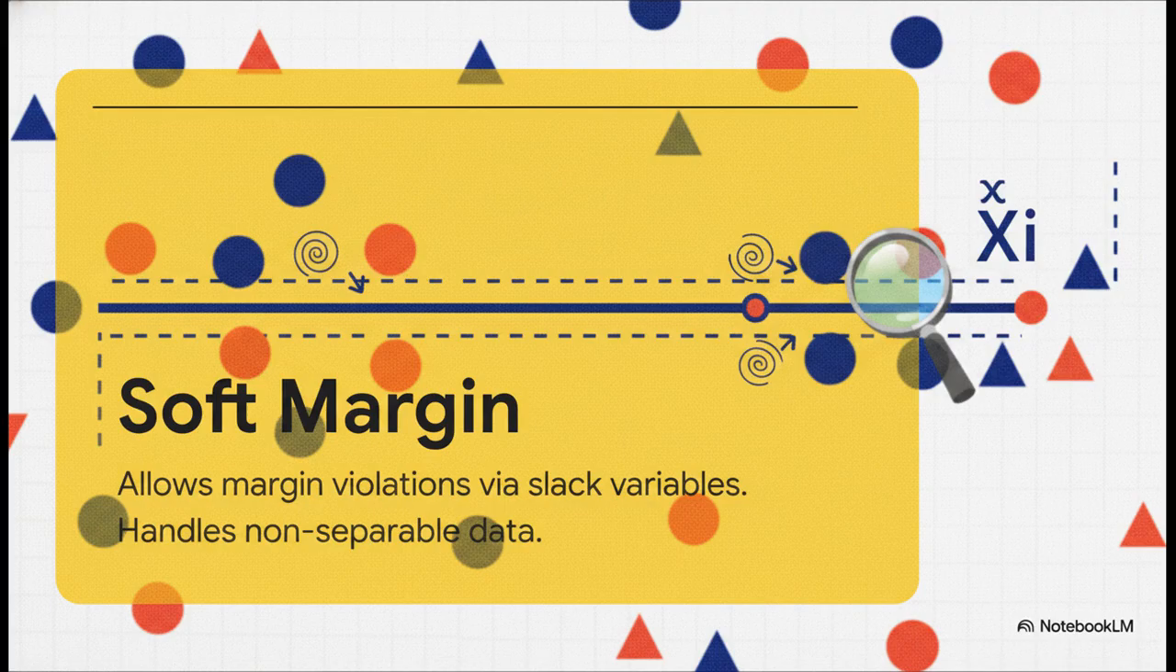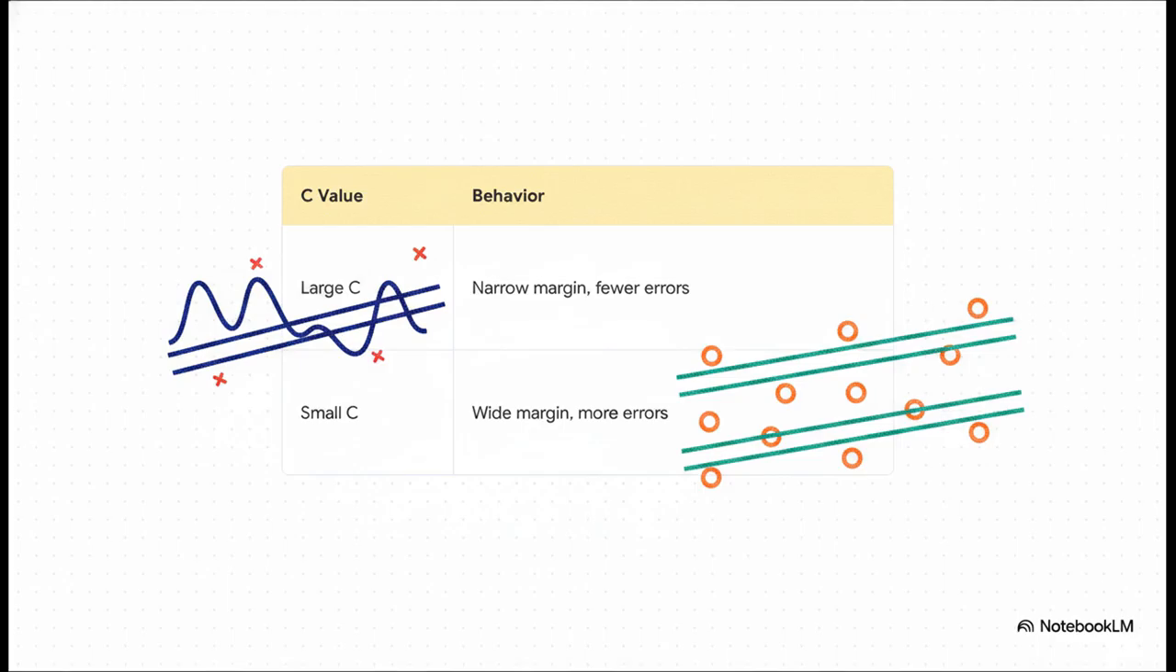If a point is classified perfectly and sits outside the margin, its slack is 0. But if it's wandering inside the street or totally on the wrong side of the tracks, the slack variable gives us a way to mathematically quantify that error. To control all this, we introduce the C parameter.